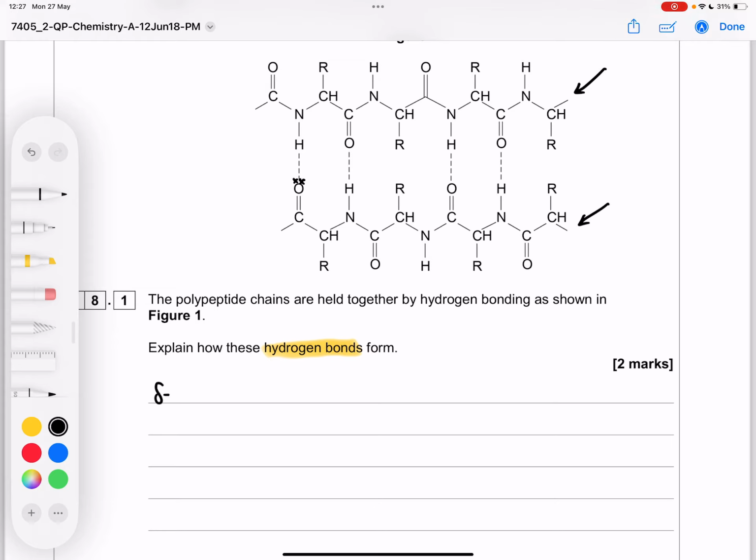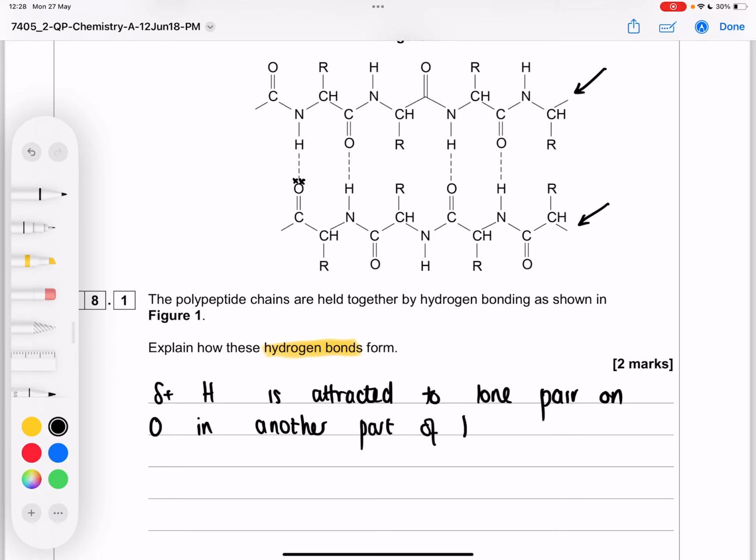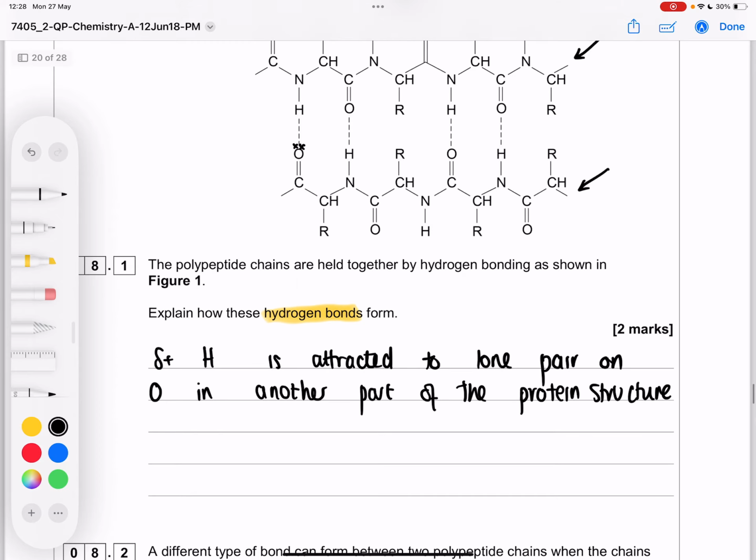So the delta plus H, the electron deficient H, is attracted to the lone pair on oxygen in another part of the protein structure. So it's not the same oxygen or nitrogen that the H was attached to.